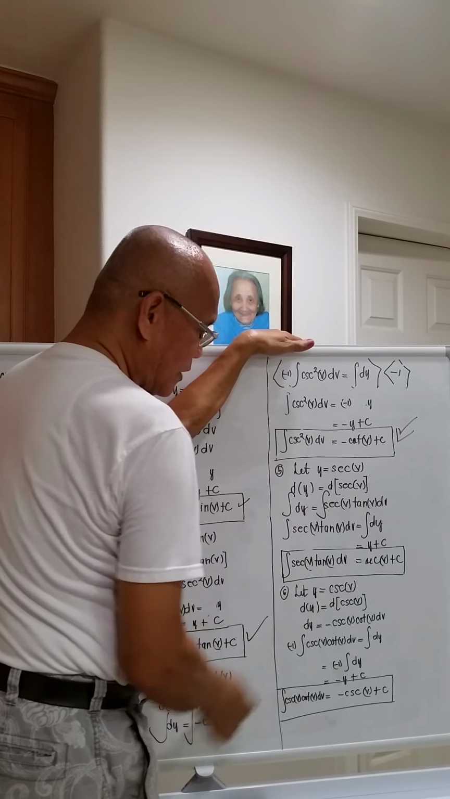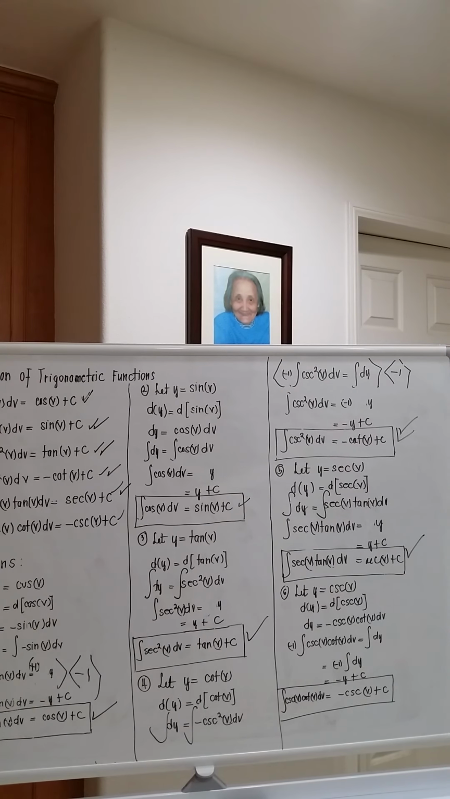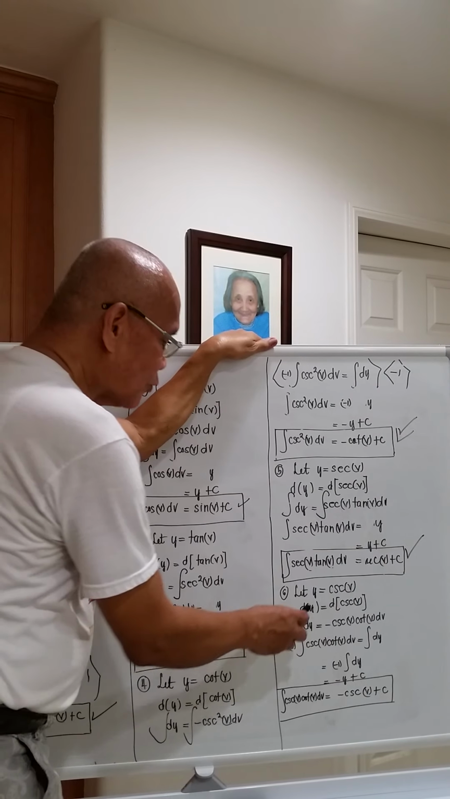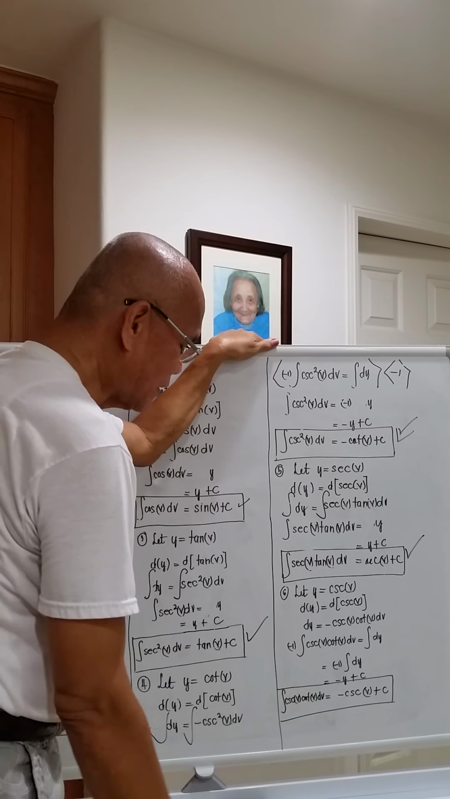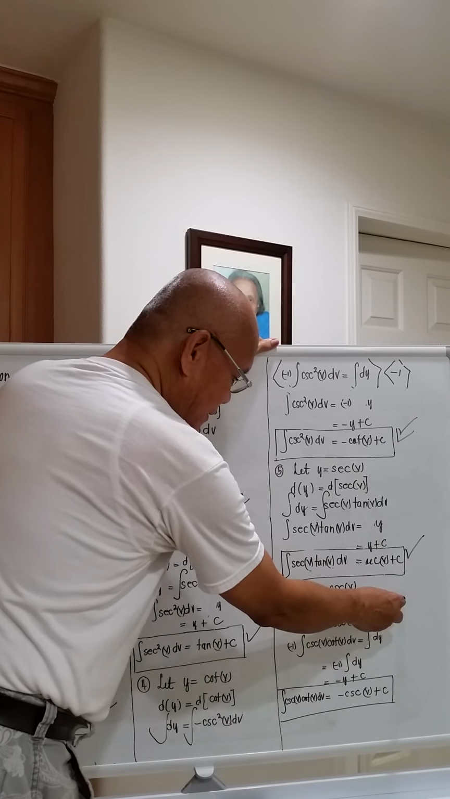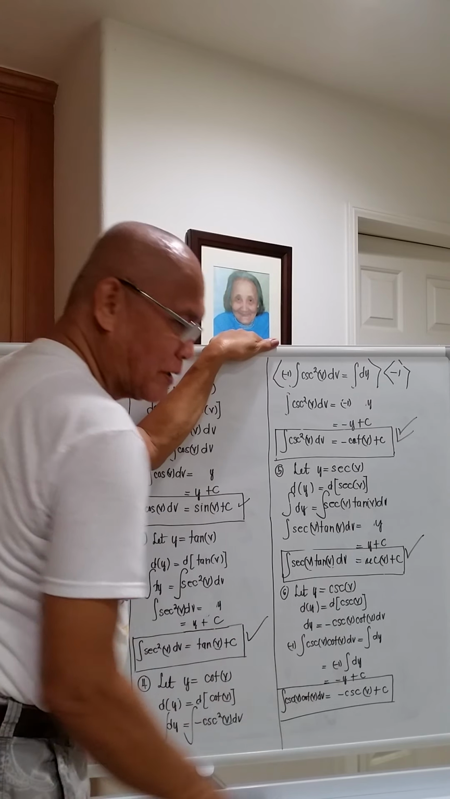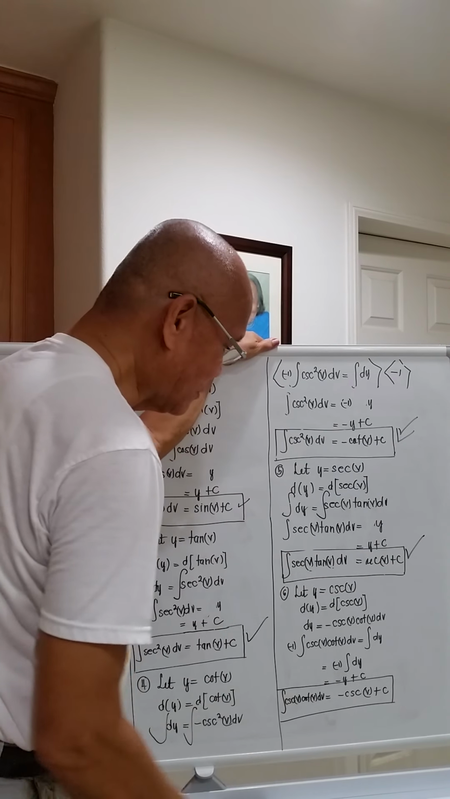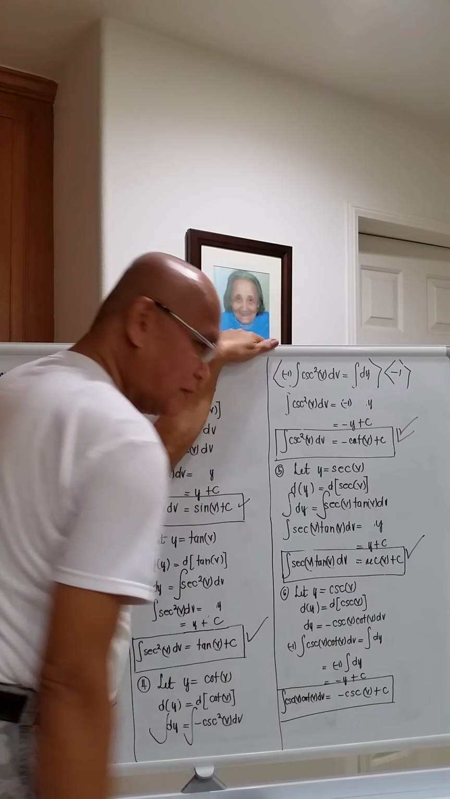Not so complicated equations, right? Number 6. For number 6, we will let y equal to cosecant of b. Take the differential of both sides. The differential of y equal to the differential of the right hand side. The differential of y is dy. The derivative of cosecant is negative cosecant cotangent. So this should be negative cosecant of b, cotangent of b db.